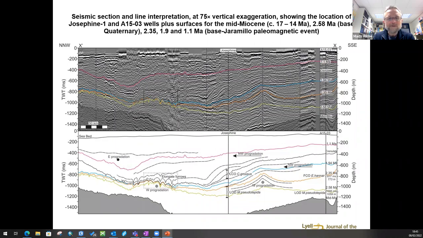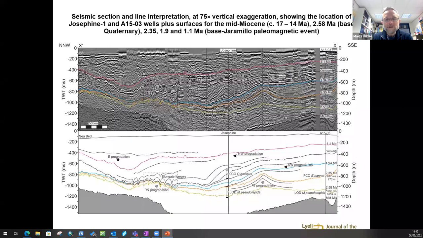And at this scale, of course, the geology doesn't look so pretty. So the line drawing at the bottom probably gives a better impression of what we have here. So we have these huge clinoforms, hundreds of meters high and many tens of kilometers long. So these are really quite gentle clinoforms. But the seismic has been squeezed up so hard to make it all fit on a page. So the vertical exaggeration is quite obscene, about 75 times vertical exaggeration.